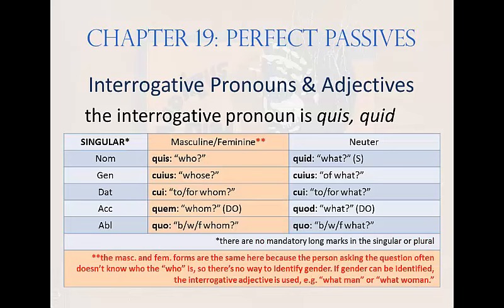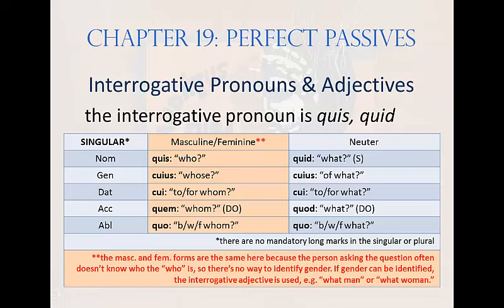But unlike the relative pronoun, there is no distinction between the masculine and feminine, because when someone asks a question about who is doing something, they often don't know whether it was a man or a woman. Therefore, it's pointless to make a distinction in gender. In contrast, those asking questions most often do know whether it was a person or a thing, so the distinction between animate, that is masculine or feminine, and neuter gender is significant.